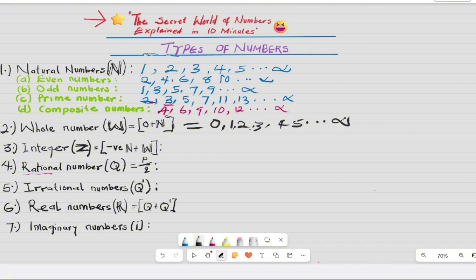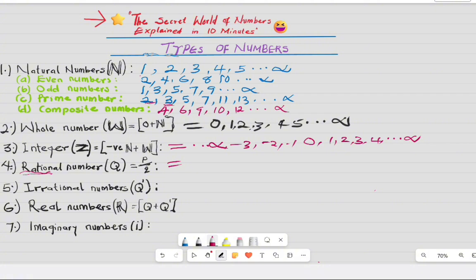Then what is an integer? An integer is the addition of negative natural numbers to whole numbers. It will give us, let's say, -3, -2, -1, 0, 1, 2, 3, 4 to infinity. These are integers. So integers are numbers represented on the number line, telling you both negative and positive.